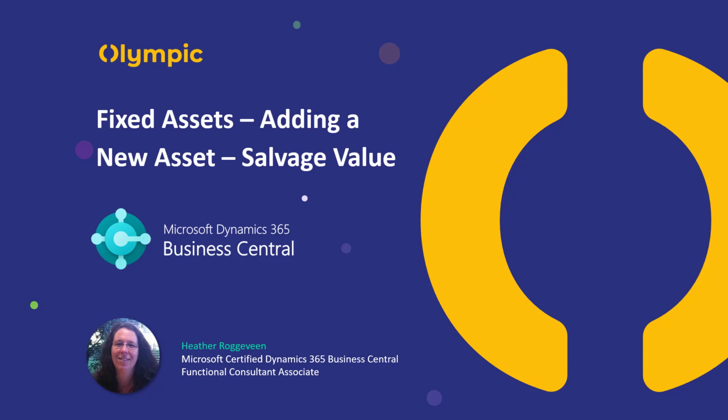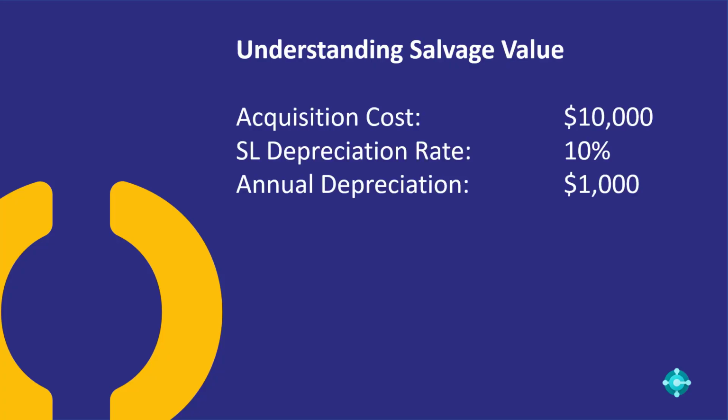This video will look at adding a fixed asset into Business Central where you wish to account for a salvage value. So first off, what does a salvage value do? For example, you might have an asset that has an acquisition cost of $10,000 and you want to apply a straight line depreciation rate of 10%. That means you'll get an annual depreciation of $1,000 against the asset, or $83.33 per month.